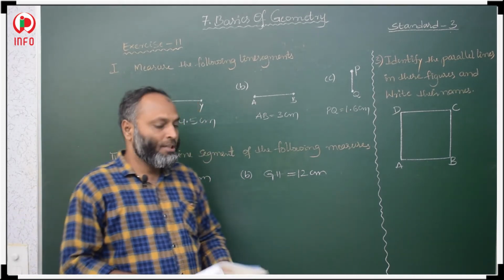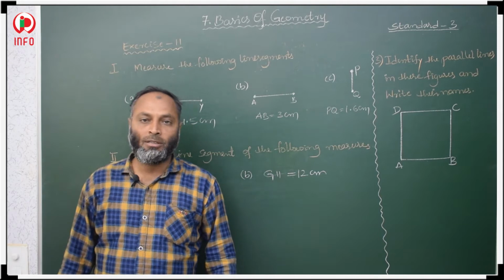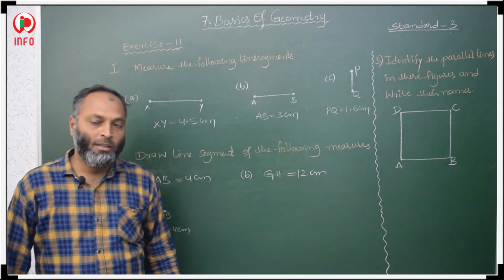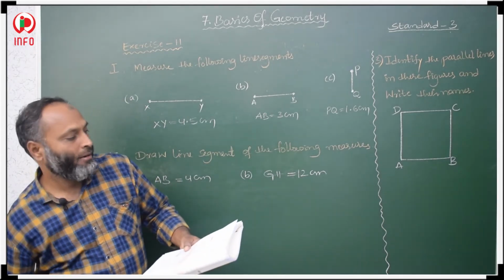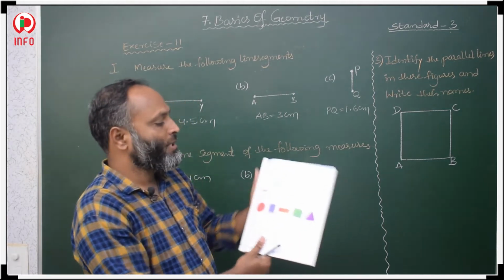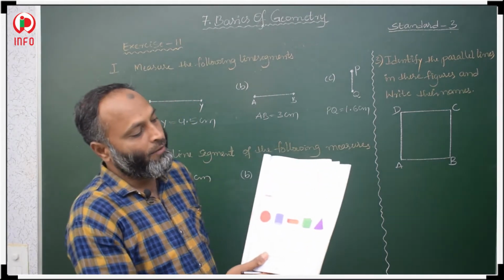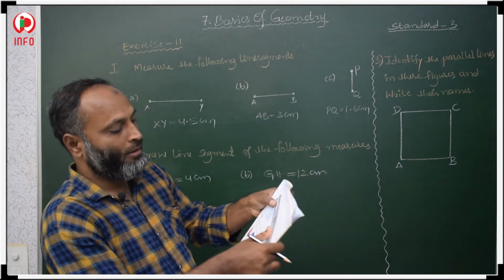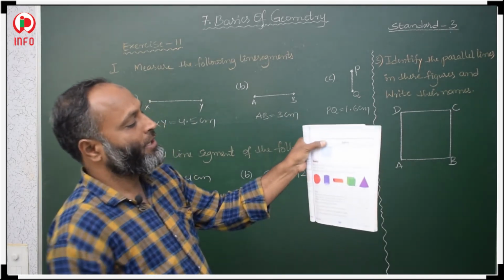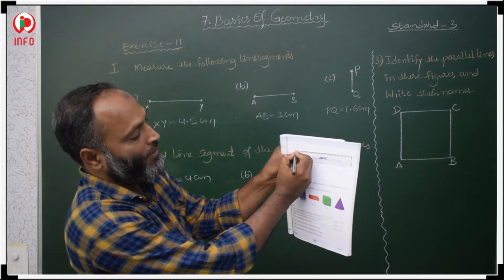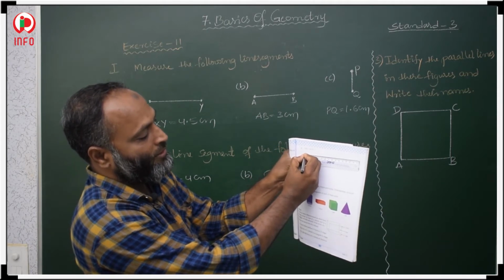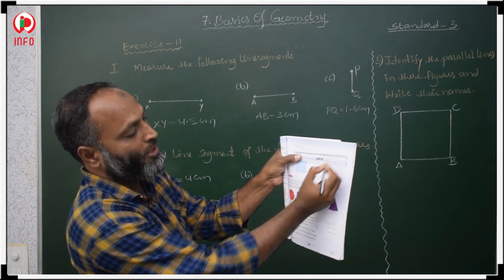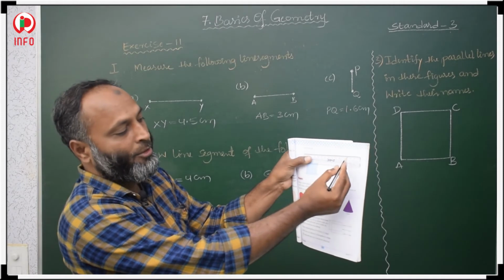In the same way, the next question: GH is 12 centimeters. How do we draw GH of 12 centimeters? Again the same pattern. We take a ruler and keep the ruler on the textbook in a horizontal way. Then we mark one point at 0 and another point at 12 centimeters.